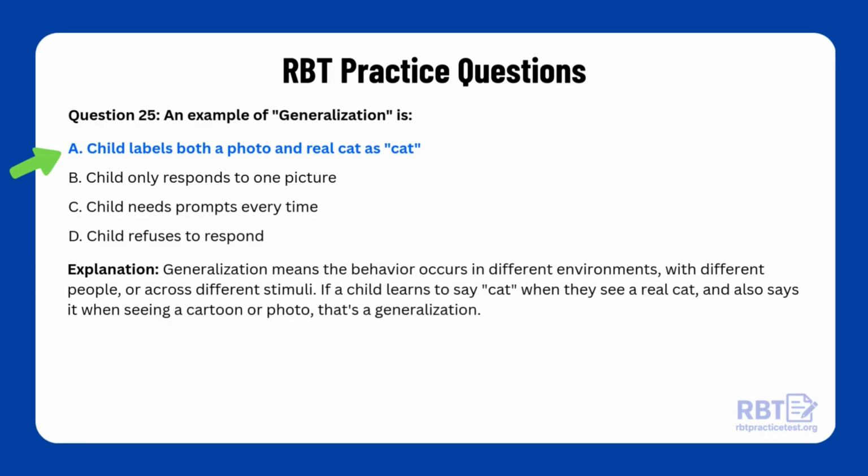Generalization means the behavior occurs in different environments, with different people, or across different stimuli. If a child learns to say cat when they see a real cat, and also says it when seeing a cartoon or photo, that's a generalization.